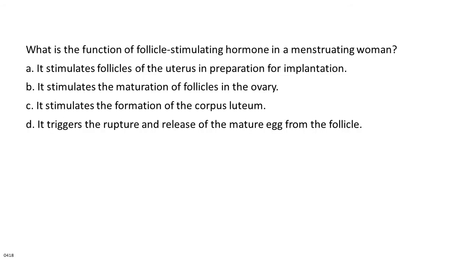What is the function of follicle-stimulating hormone in a menstruating woman? A. It stimulates follicles of the uterus in preparation for implantation. B. It stimulates the maturation of follicles in the ovary. C. It stimulates the formation of the corpus luteum. D. It triggers the rupture and release of the mature egg from the follicle.